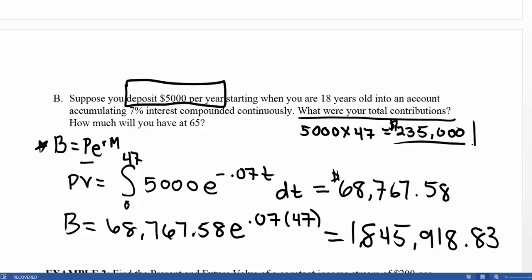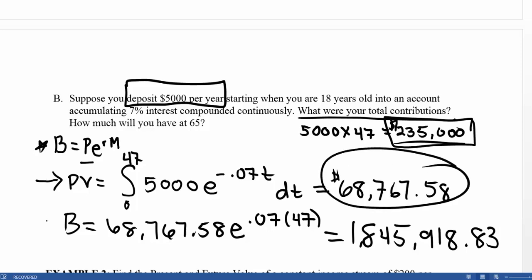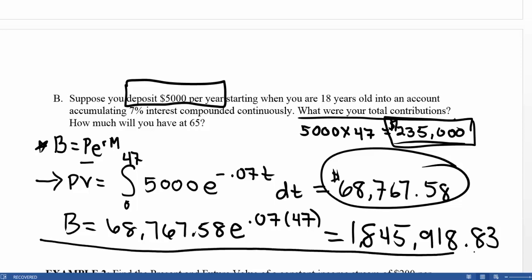$1,845,918.83. So remember, our total contributions were $235,000, but at the end of our investment, we have almost $2 million. So this is a pretty solid investment and definitely more than we would have gotten from the one-time payment in Part A. So again, when you have a deposit that's happening yearly, we have to start with the present value formula to figure out what the one-time equivalent lump sum payment was, before we can then use our future value formula to get the total that we'll have in the future.